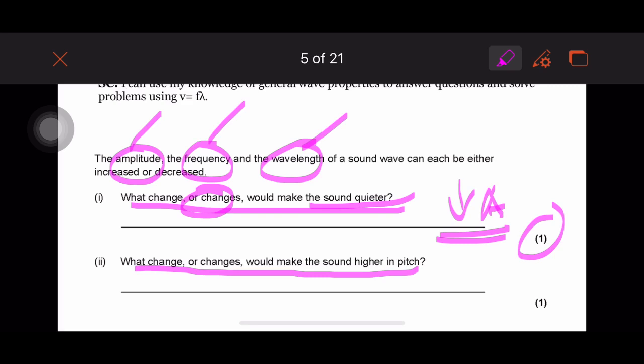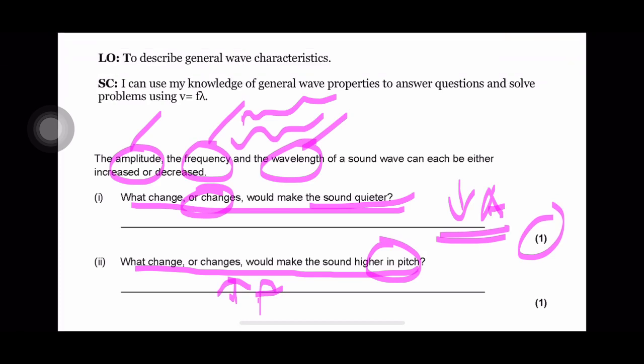I talked about pitch yesterday and I gave 2 examples, and that was about frequency. More frequency means higher in pitch, and lower frequency means lower in pitch. So how could we make the pitch higher? We are going to increase what? Frequency. So that's the answer. If you have any question, just send me a message in private chat.